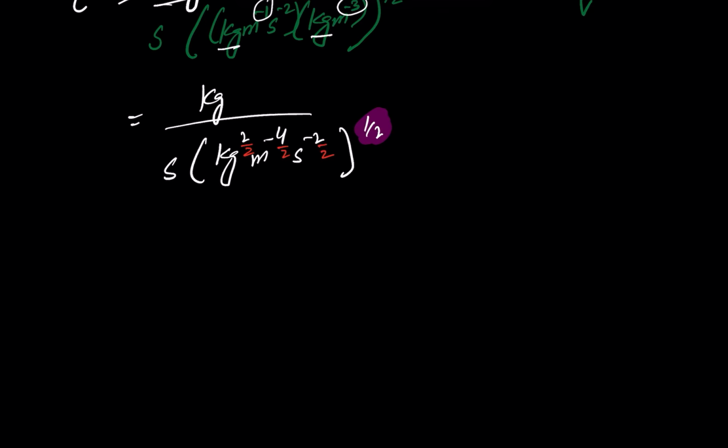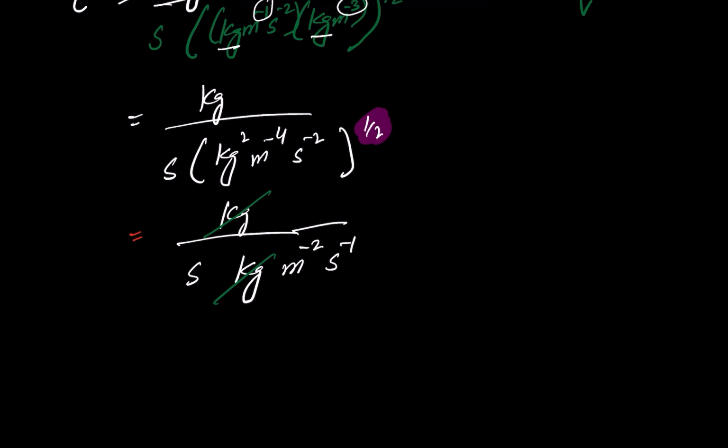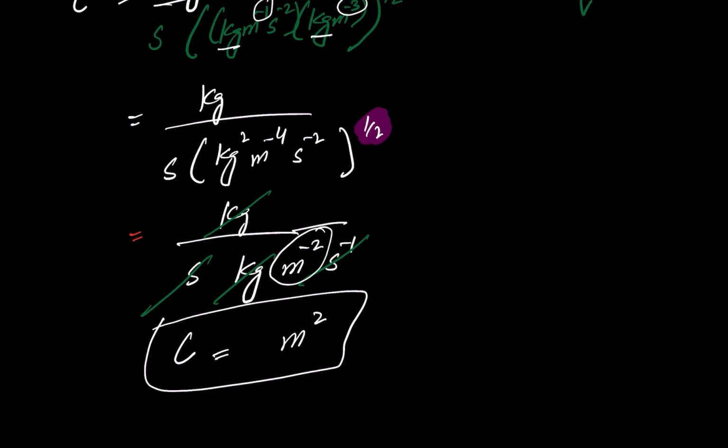Okay, so it will give us kg s kg m minus 2 s minus 1. Okay, and now this can be cancelled out, and this s and s will also be cancelled out, and when this thing will go on the numerator, it will be meter square. So these are the units of C.